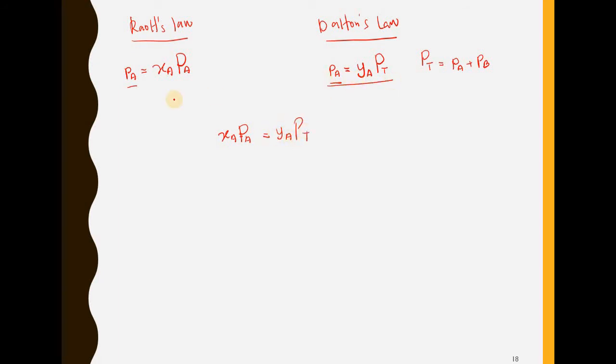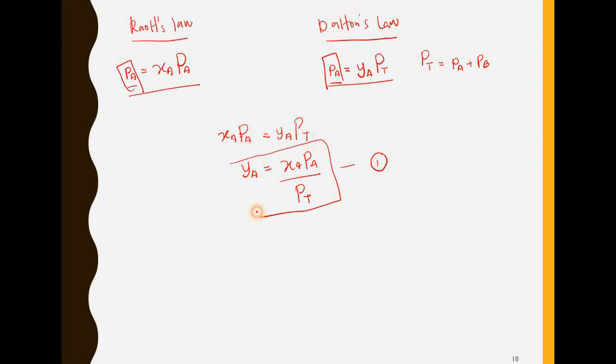We take both equations, because the subject is the same, so we combine them. To calculate the mole fraction of A in vapor, which is YA, it is equal to XA PA rearranged, divided by total pressure. So this will be equation number 1, for the mole fraction of A in vapor.